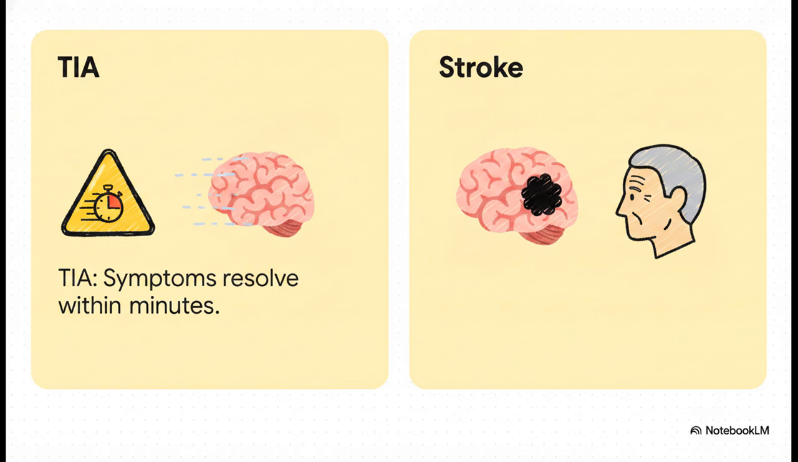A transient ischemic attack presents with stroke-like symptoms that actually begin to resolve within minutes. But please, do not be fooled by that. A TIA is a massive clinical warning sign indicating a huge risk for a major stroke within the next year. A stroke, conversely, is a serious, lasting interruption in blood supply, occurring mostly in persons over the age of 65.